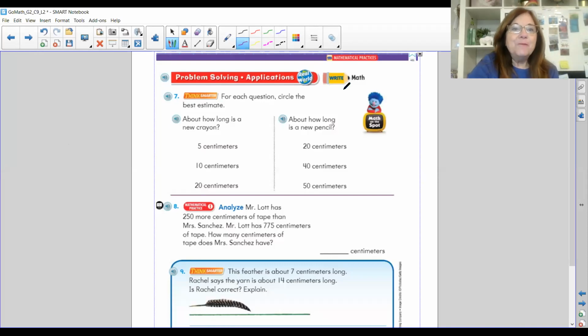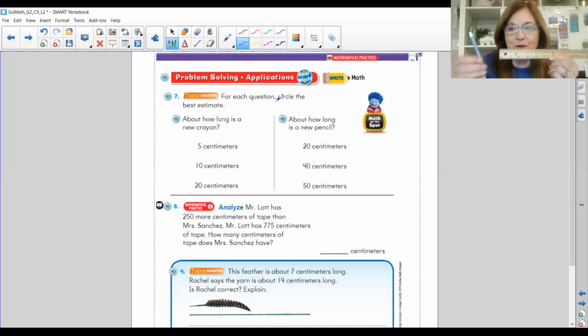Okay, so I think Jeannie and Professor Rena did a great job of showing how you can estimate the length of objects by using that little 10 centimeter strip. And you have your little 10 centimeter strip. It's about that long. So about how long is the new crayon? Do you remember? Is it about that long?